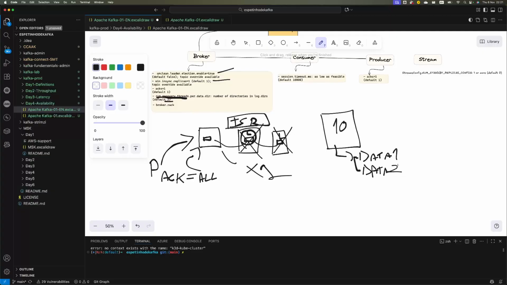So if you have 2 data dirs, you have a 10 here and 10 here. What this means is that when you start up your Kafka service, it will start up very quickly and fast, because you have 10 threads per data dir to fetch all the data, to check all the things, to synchronize between all the files.